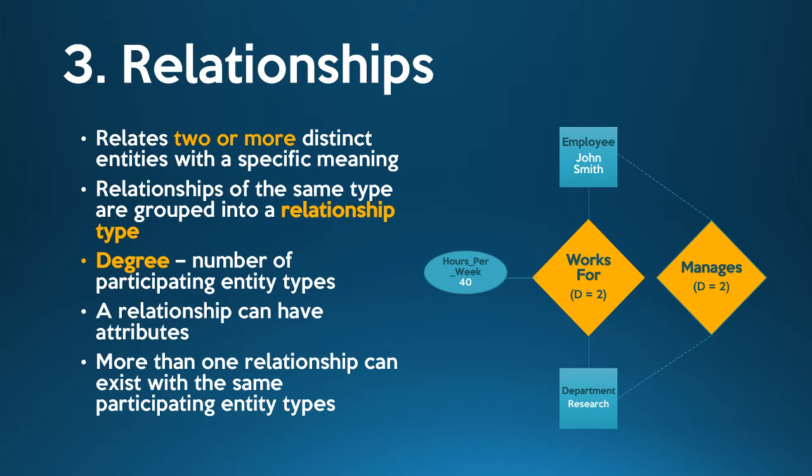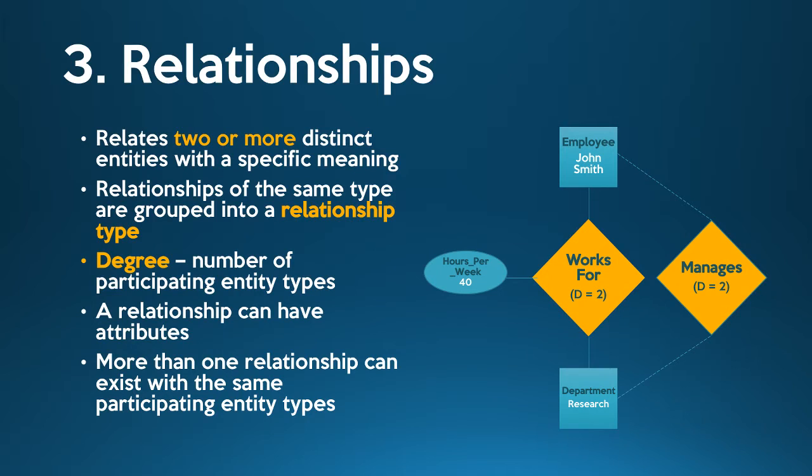And from the relationships, you can also get additional data that you might not be able to get just from the table. For example, if you have a works for relationship, you can get the hours per week that the employee worked. In this case, it'd be 40. You can extract that data from the relationship.